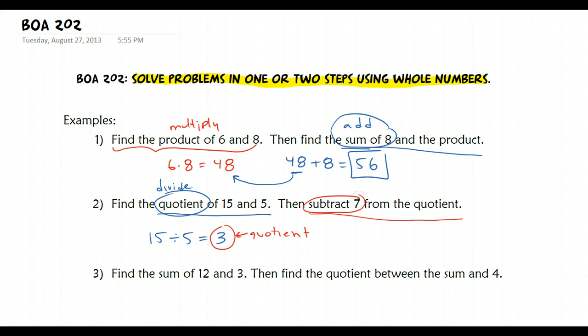So the order here is really important. We want to start with 3 and then subtract from that 7 because that would read as the quotient minus 7. We end up with the number -4.